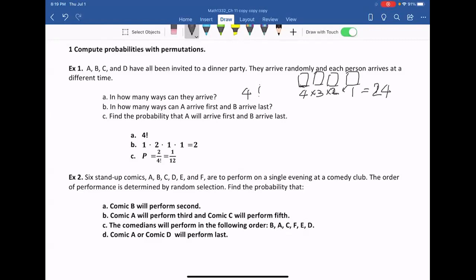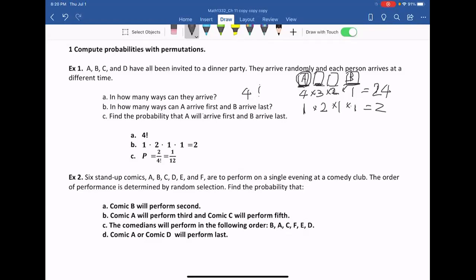Next one, in how many ways can A arrive first and B arrive last? So A arrives first, B arrives last. For the first position, I have only 1 choice. For the last position, I have only 1 choice. Right now, C and D can be ordered randomly. So the second position, I have 2 choices, and the next position, I have 1 choice. Multiply them together equals 2. That means in 2 ways, A can arrive first and B arrive last.